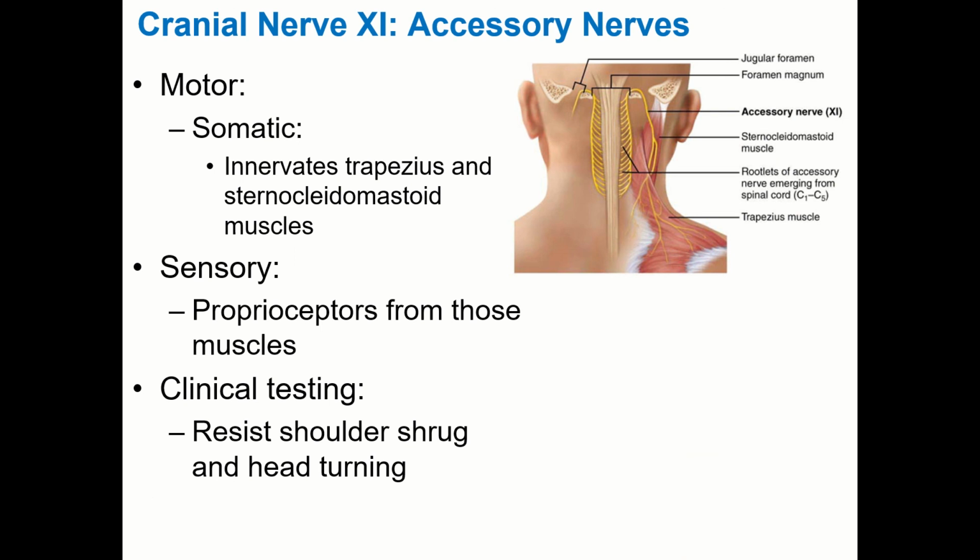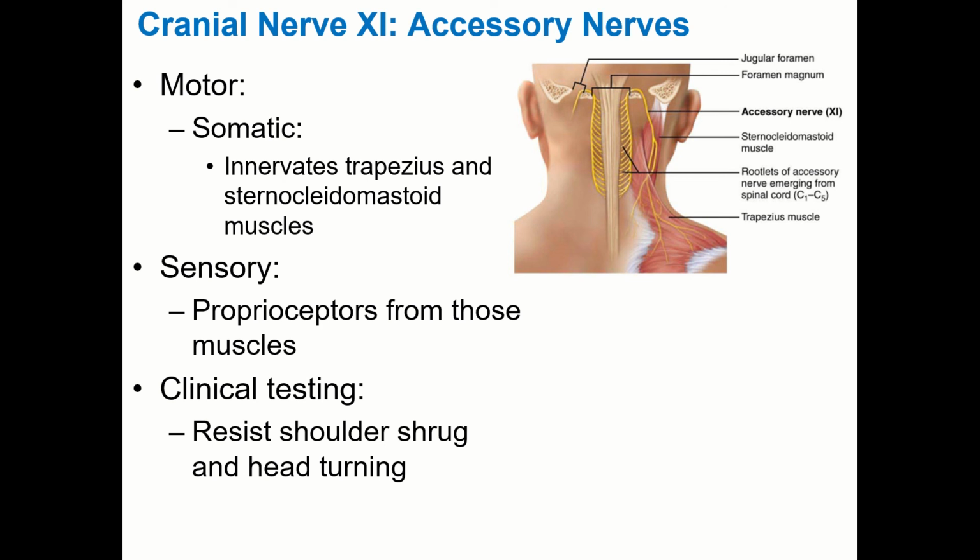The accessory nerves, so those are actually accessories to the vagus nerve. One of the interesting things about them is that technically they don't arise from the brain, they actually arise from the spinal cord. But because they go back up through the foramen magnum, back inside of the skull, and then back out, they are still classified as a cranial nerve.